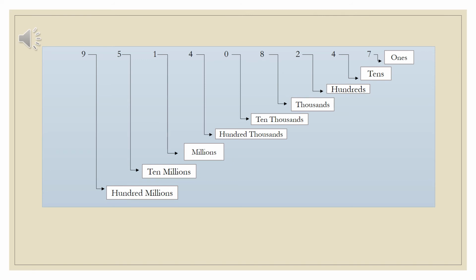Lastly, the third given number, 51,408,247, also has its own designated place value. The number 7 is on the ones place, number 4 is on the tens place, number 2 is on the hundreds place, number 8 is on the thousands place, 0 is on the 10,000s place, number 4 is on the hundreds place, number 1 is on the millions place, and lastly the number 5 is on the 10 millions place.